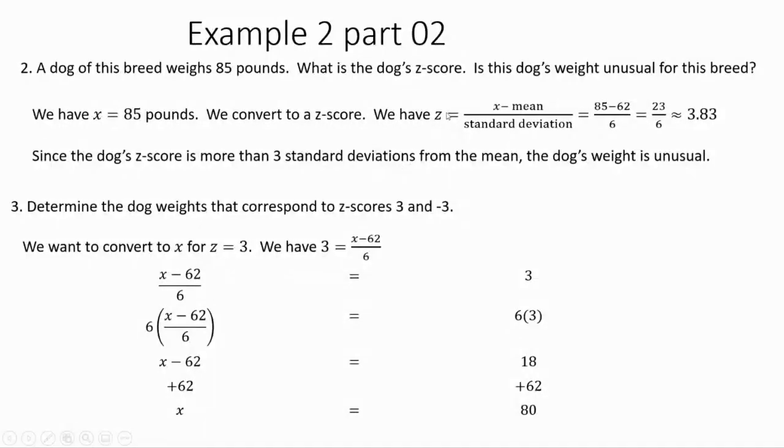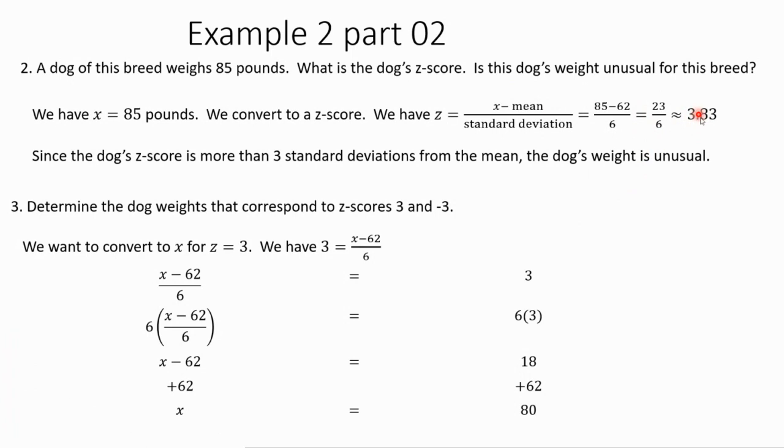The z-score then is 85 minus 62 divided by 6, and that is 23 over 6, which turns out to be about 3.83. It's a little less than 4. So that's the z-score. Now notice this is greater than 3. It's less than 4, but it's still greater than 3. So this dog's weight of 85 pounds is unusual.